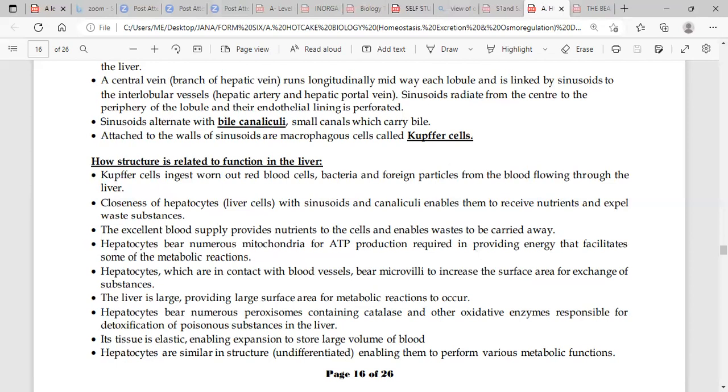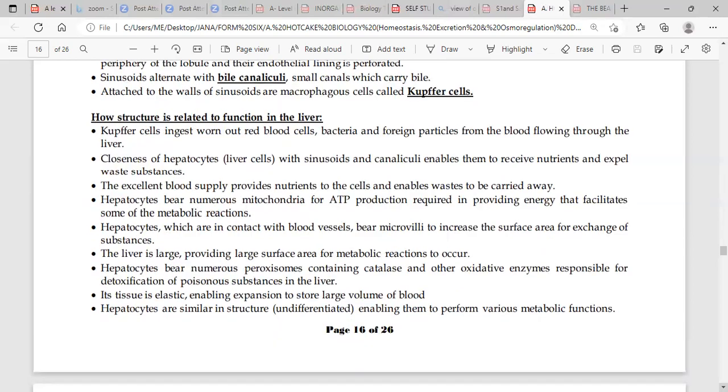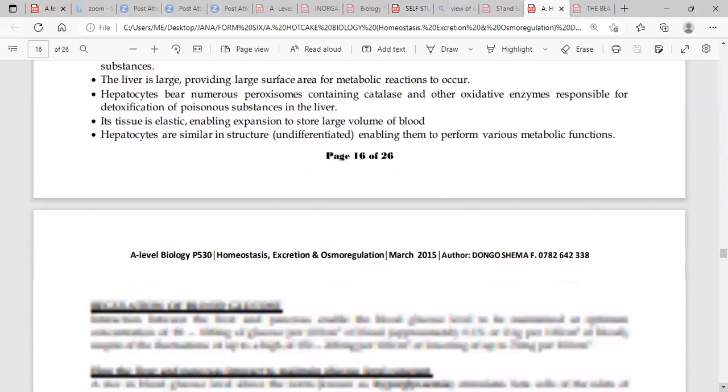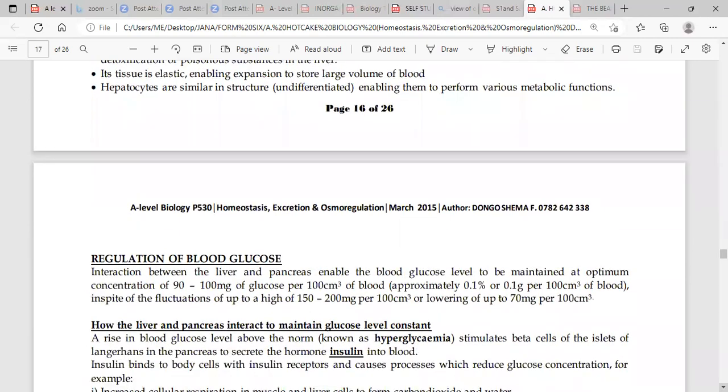These hepatocytes are also similar in structure, that is, they are undifferentiated, enabling them to perform the various metabolic functions. Those are the adaptations, and after looking at them, we are going to see the homeostatic functions of this liver. What roles does the liver do, or how does it bring about maintaining a constant internal environment in the body?